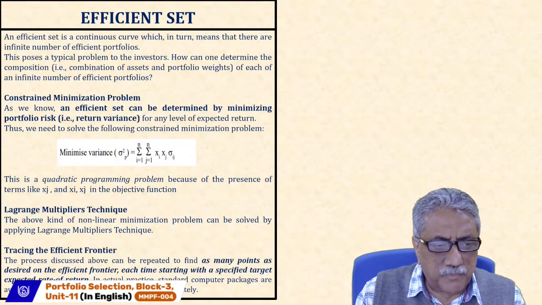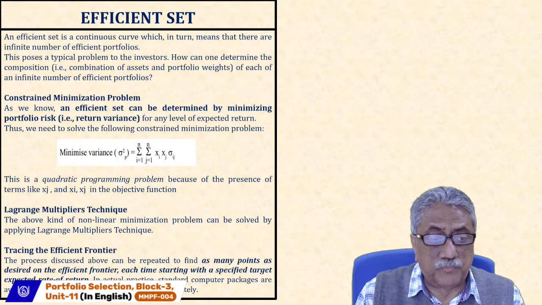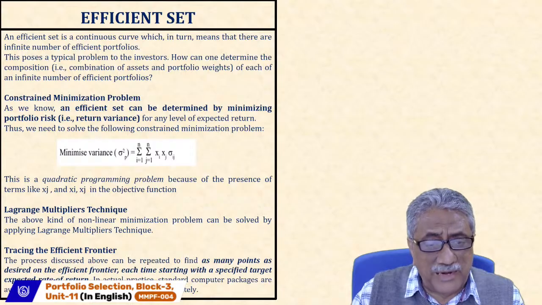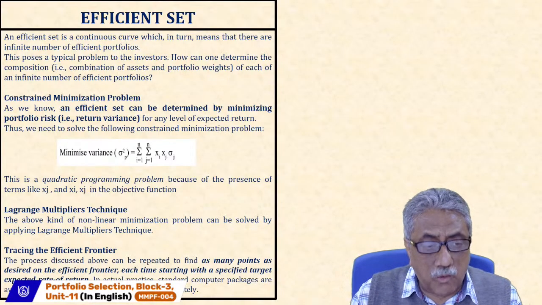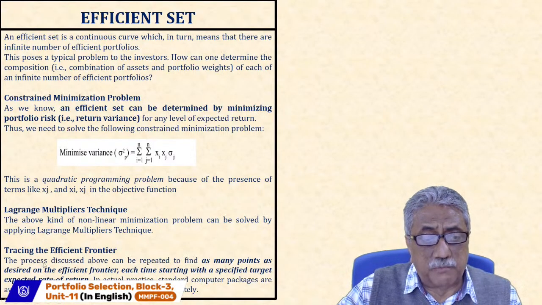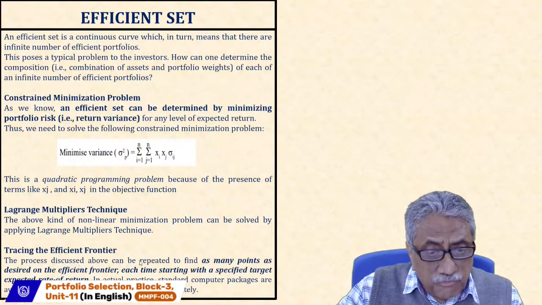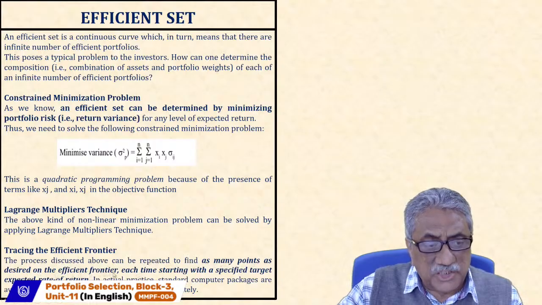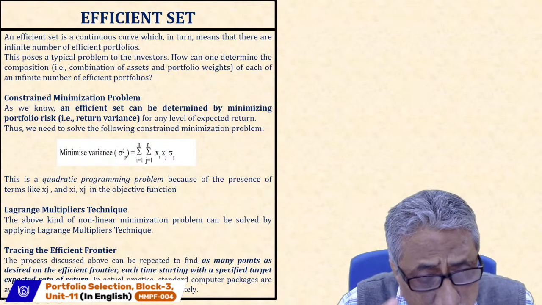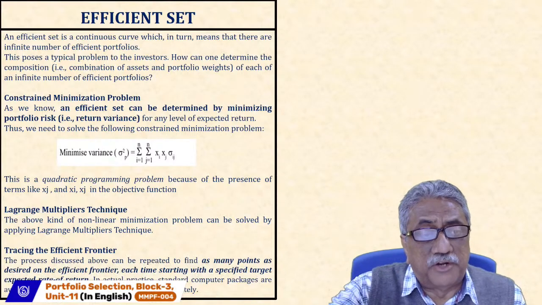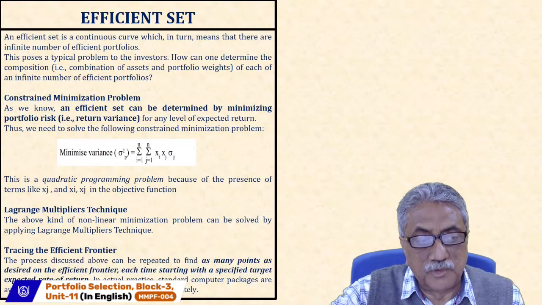What do you do next? Tracing the efficient frontier. The process discussed above can be repeated to find as many points as desired on the efficient frontier, each time starting with a specified target expected rate of return. Please note here, every time I am trying to fix my expected return first because that is an easier job.